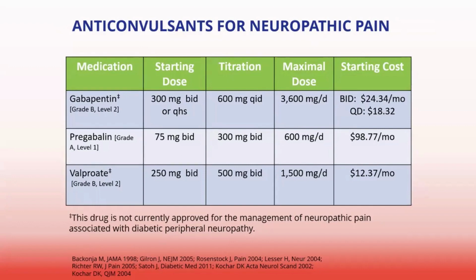However, the best results shown with a grade A level 1 evidence have been owned by pregabalin or Lyrica. Lyrica can be used at a dose of 75 milligrams BID, titrated up to a maximum of 600 milligrams daily, and it comprises one of the most expensive pharmacotherapies used for treatment of diabetic neuropathy.